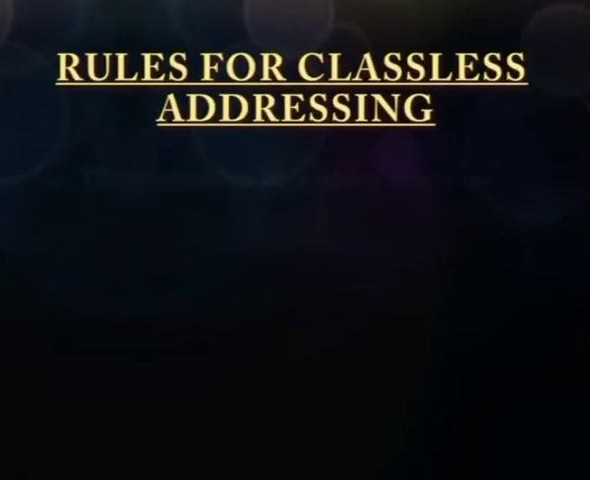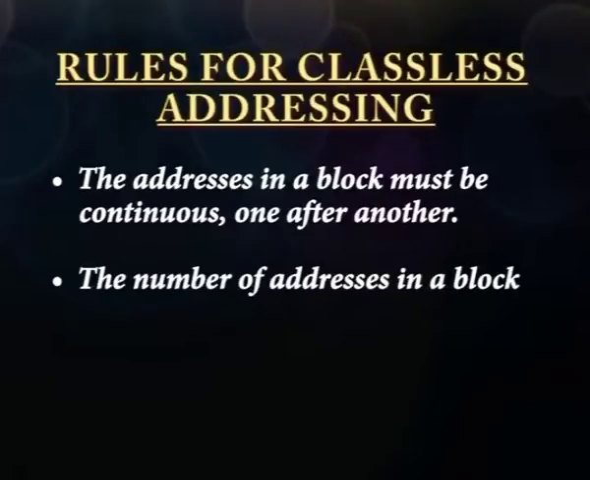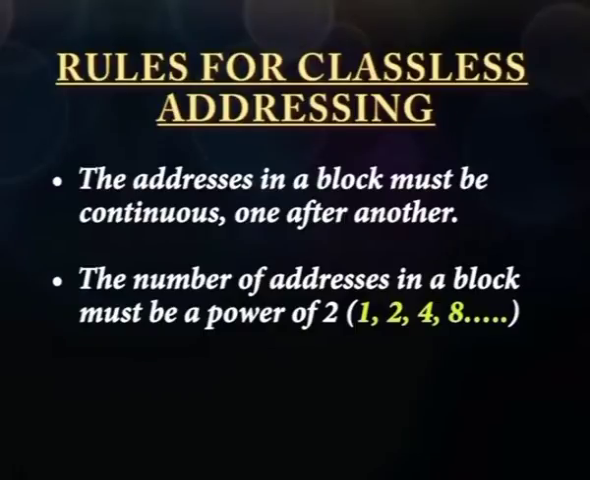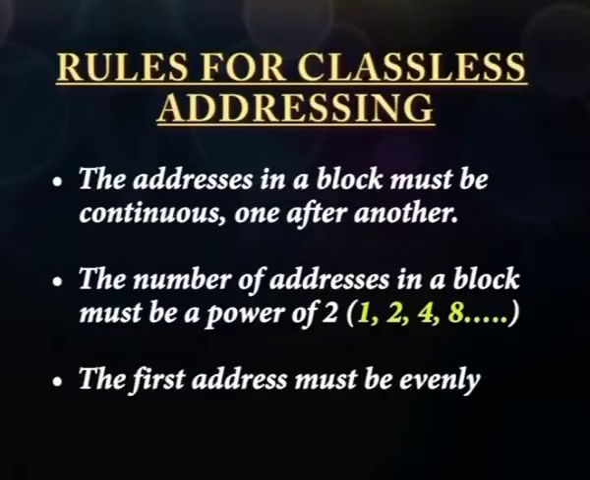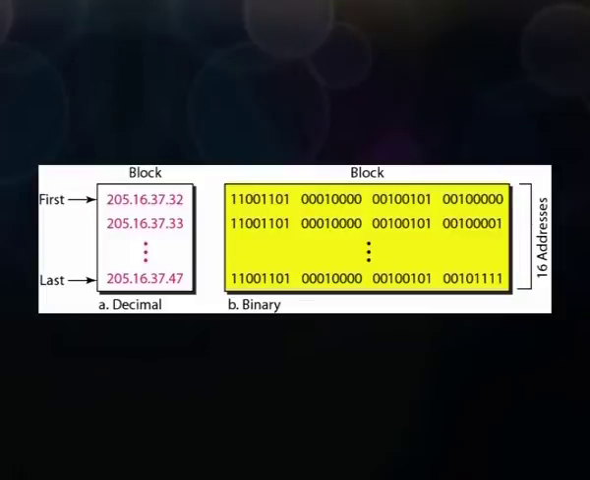A large organization may be given thousands of addresses. An ISP, the internet service provider, may be given thousands or hundreds of thousands based on the number of customers to whom it is providing services. Rules for classless addressing. First, the addresses in the block must be contiguous, one after another. Second, the number of addresses in a block must be a power of 2, for example 1, 2, 4, 8 and so on. Third, the first address must be evenly divisible by the number of addresses. For example, the figure shows a block of addresses in both binary and dotted decimal notations granted to a small business that needs 16 addresses.